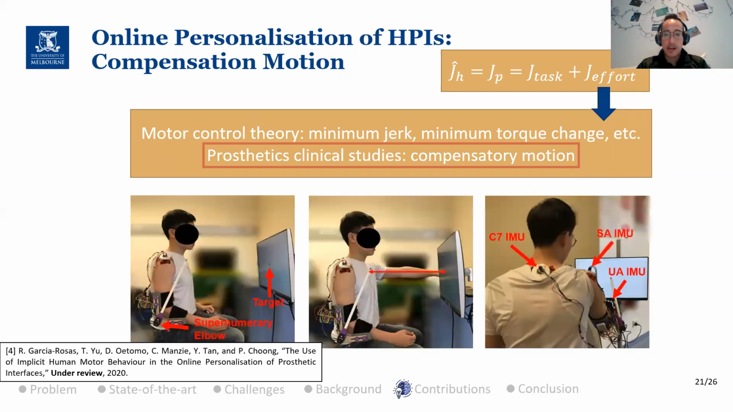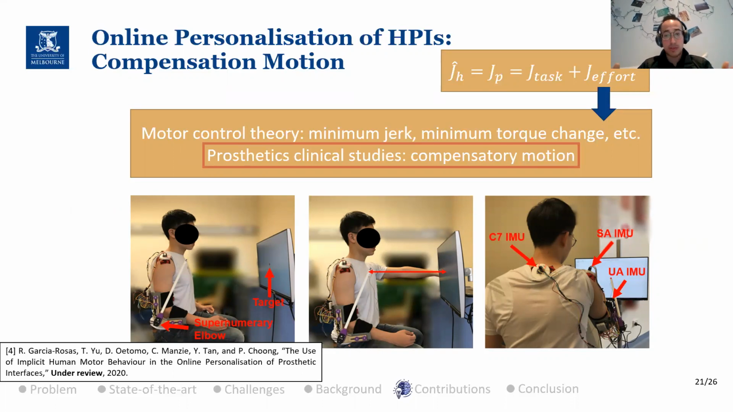We had this physical hardware application, a supernumerary elbow attached to the person with a couple of IMUs to measure the compensation, the trunk and the shoulder, and we got them to do a similar sort of task, like pointing to a circle on a screen. The idea is that we want to develop a measure of performance based on compensation motion, which relates to our effort when doing things.